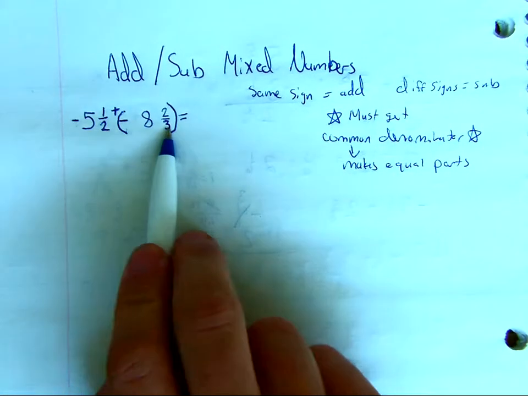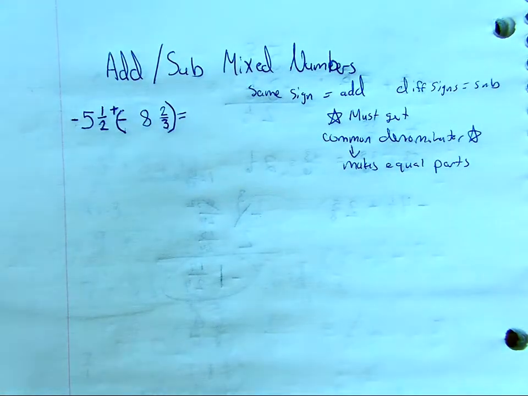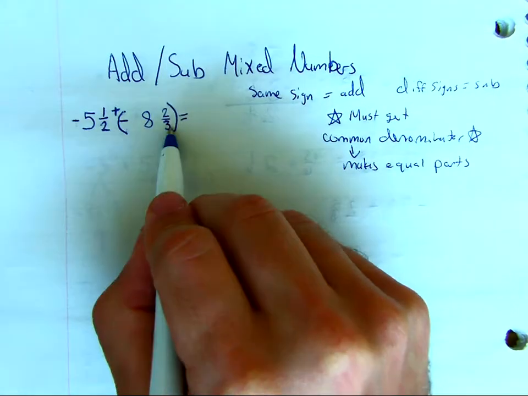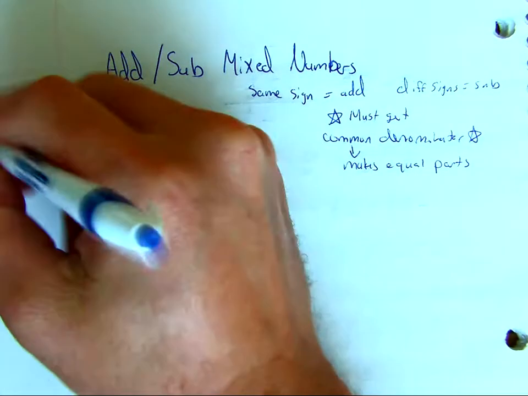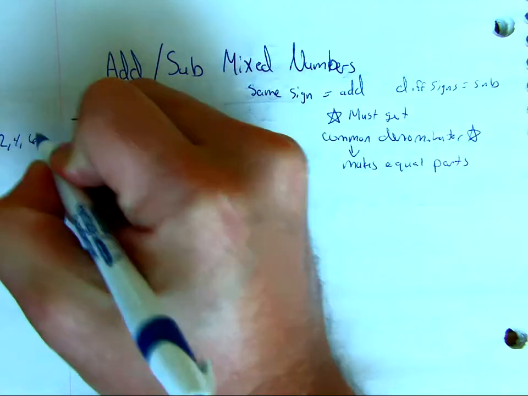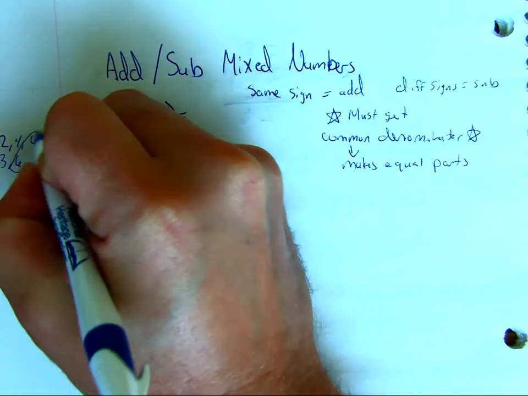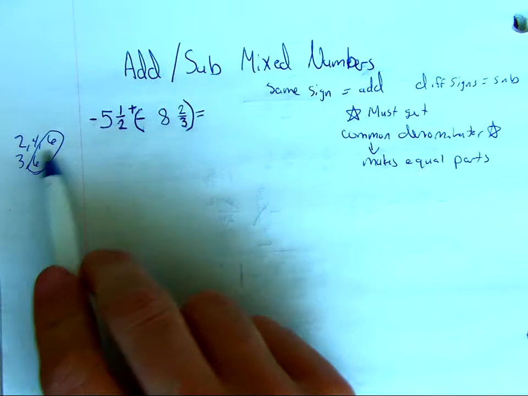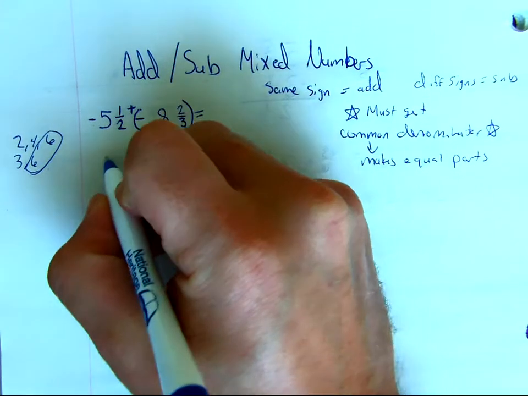Now you see I have a 2 for a denominator and a 3 for a denominator. Doesn't work. I need to get equal parts. So 2 and 3 can both go into 6, right? 2, 4, 6, and then 3, 6. That's the lowest common multiple. So that is my common denominator.